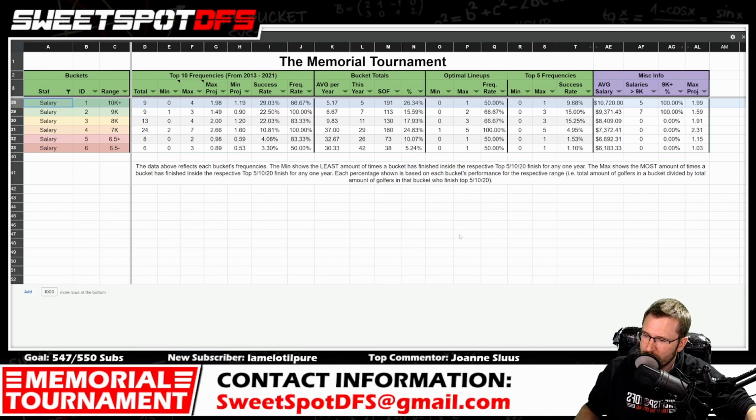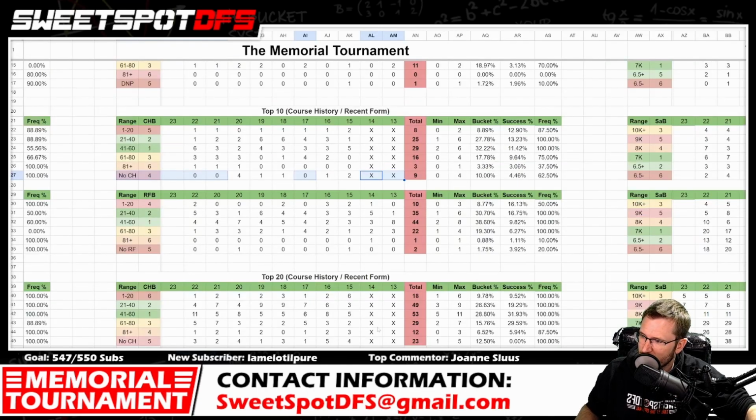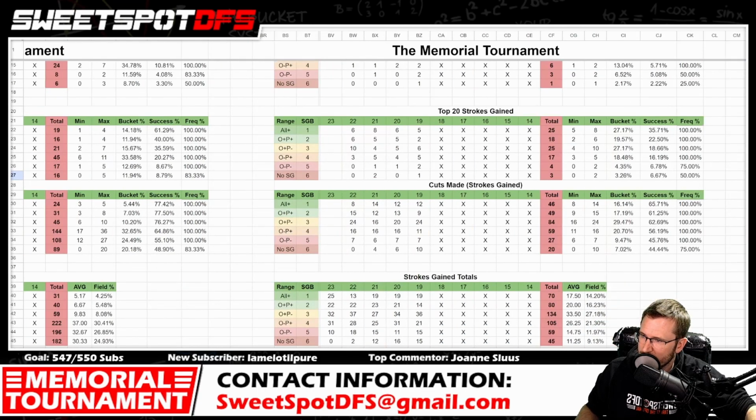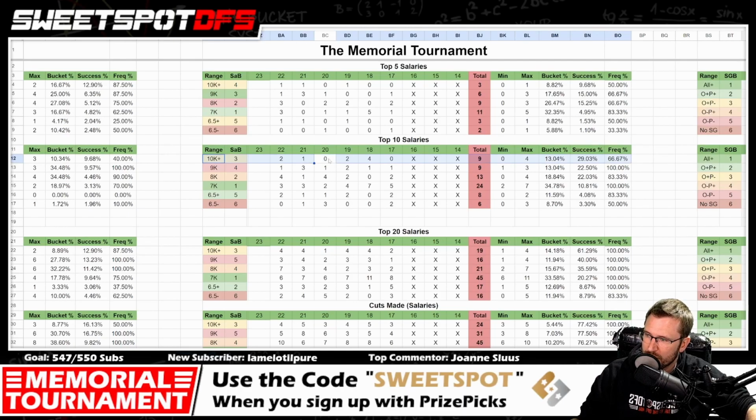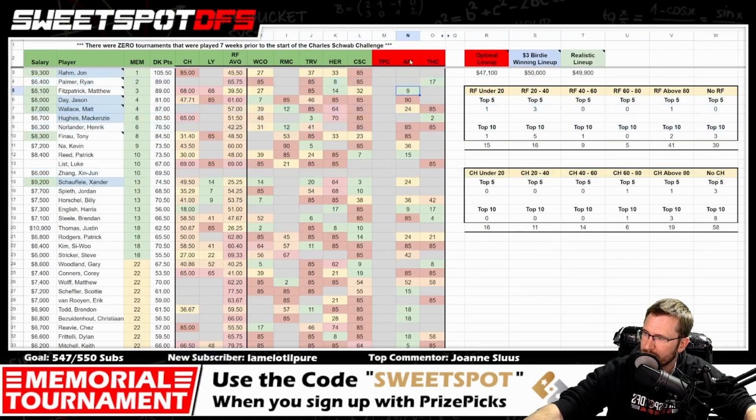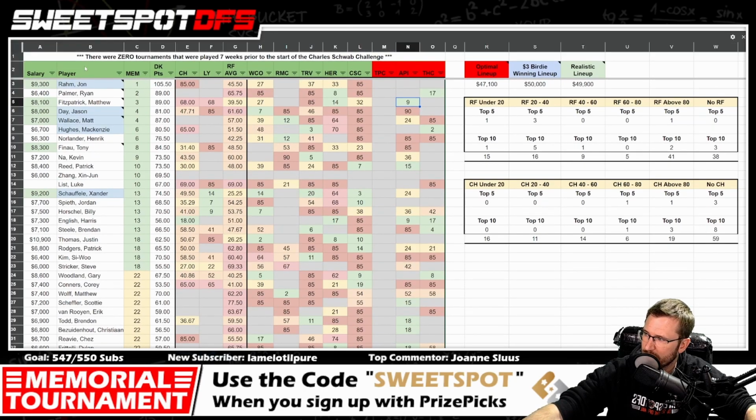If we were to go to the raw buckets and just take a look at salaries, we're looking at top 10s. So this one right here. In 2020, we didn't have a 10K golfer inside the top 10. And in 2017, we didn't have a 10K golfer inside the top 10. So if we take a look at 2020, this was COVID. This is post-COVID, or coming back from COVID, I should say.